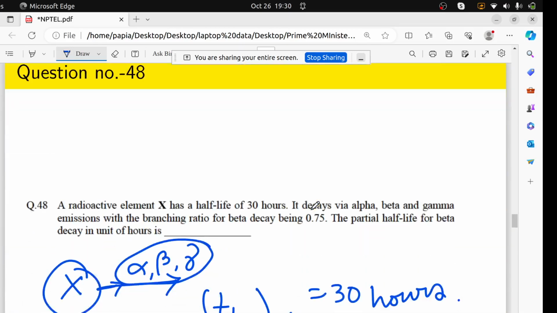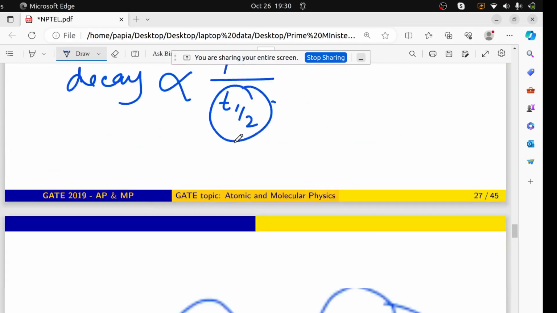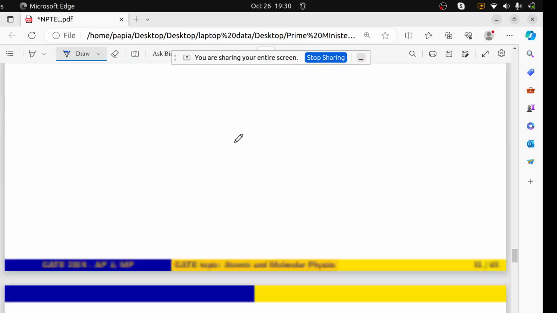A radioactive element X has a lifetime of 30 hours. It decays by alpha, beta and gamma emissions with the branching ratio for beta decay being 0.75. The partial half-life for beta decay in units of hours is 40. This is the answer of that question. Okay. So now we will go to the next question.